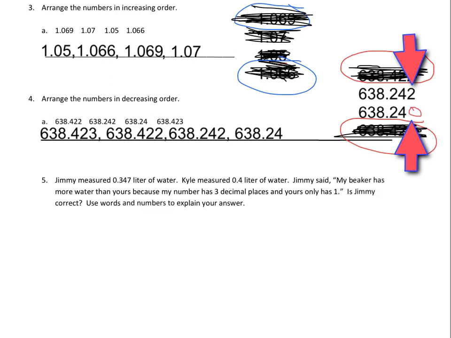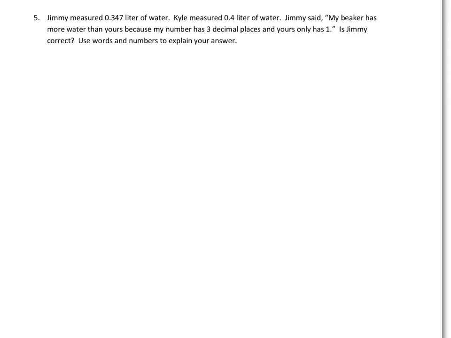Let's move on to question number 5. Question number 5 says, Jimmy measured 347 thousandths liter of water. Kyle measured 4/10 liter of water. Jimmy said, my beaker has more water than yours because my number has 3 decimal places and yours only has 1. Is Jimmy correct? Use words and numbers to explain your answer.